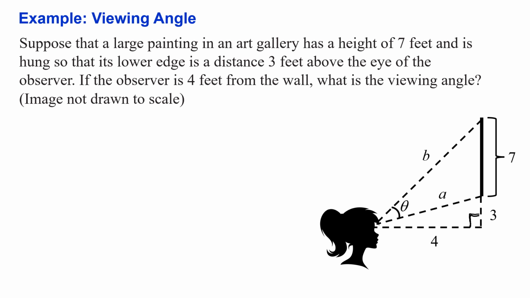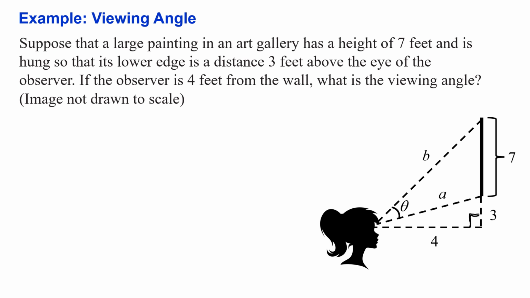Now in the given image, there is a side profile of a person's face looking at a wall where the piece of art is hanging. We have 3 dotted lines extending from the person's eye. One line is horizontal that connects to the wall, which has a length of 4 feet and is perpendicular to the wall. The next line we denote length of A, connects from the observer's eye to the bottom of the painting. And the third line has a length of B that connects to the top of the painting.